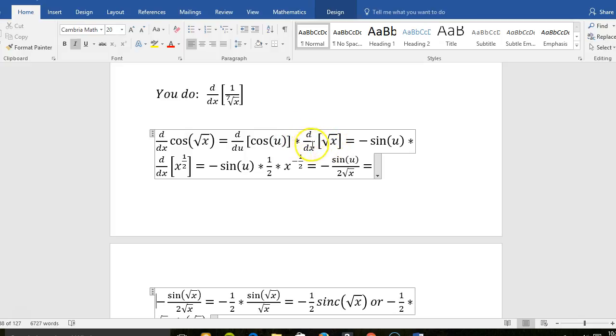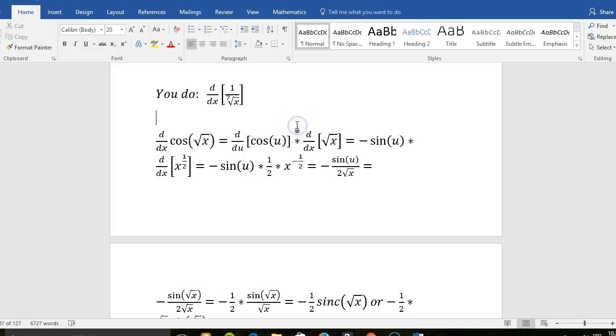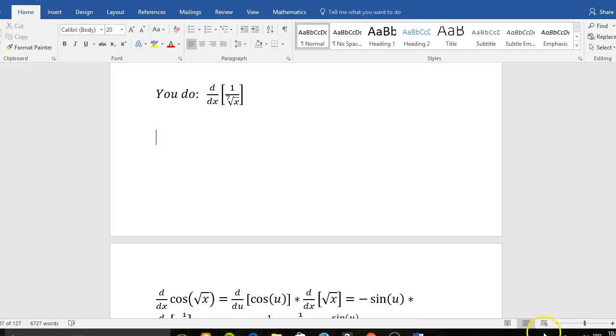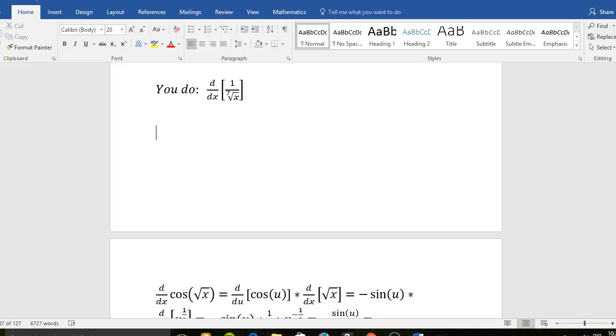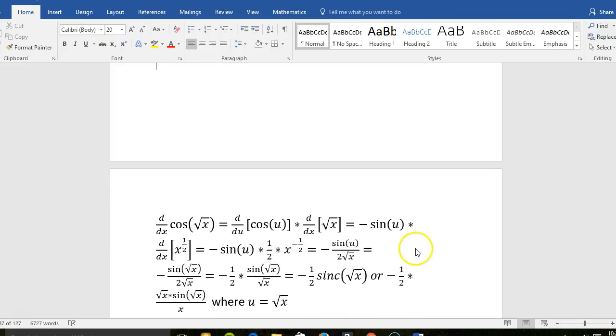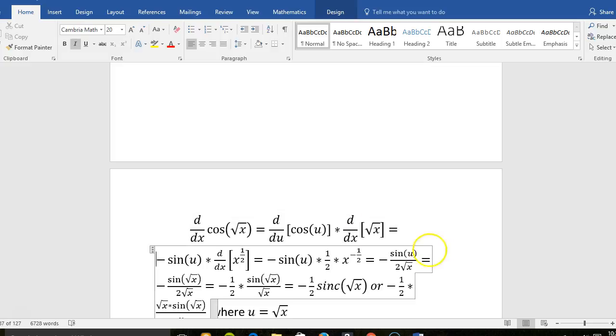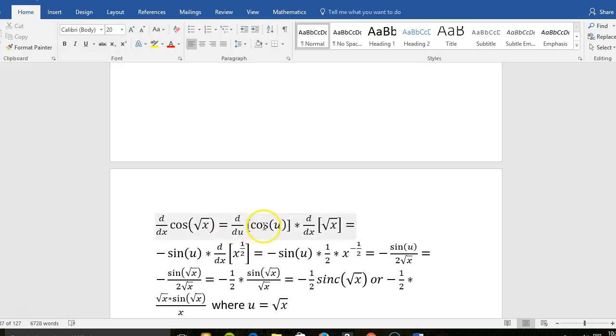Again, we do d by dx of u in terms of x. This is the u term here. Now, the spacing here is quite bad. Let me move that down. And let me do one other thing in terms of spacing. I want to make this easy to read. So again, we had this guy right here times this guy right here.